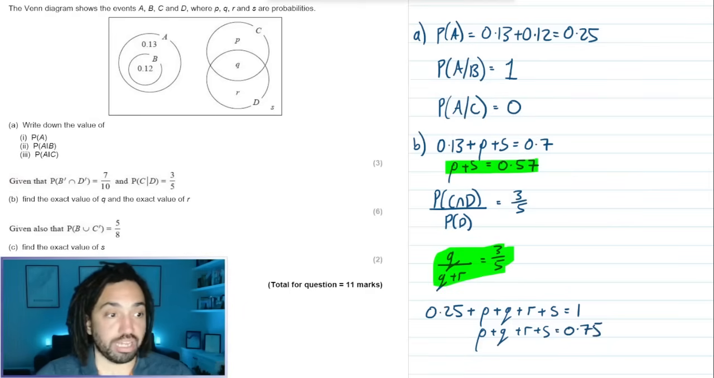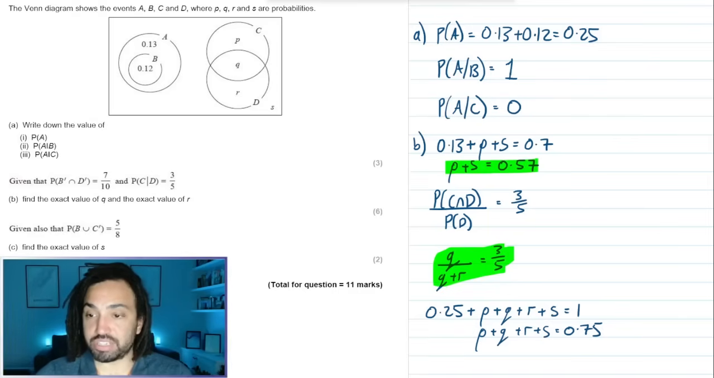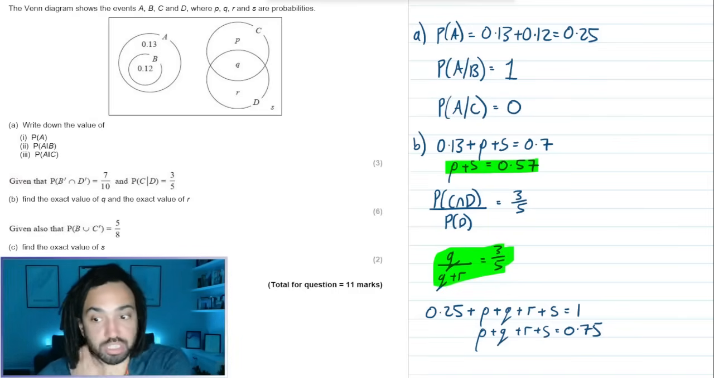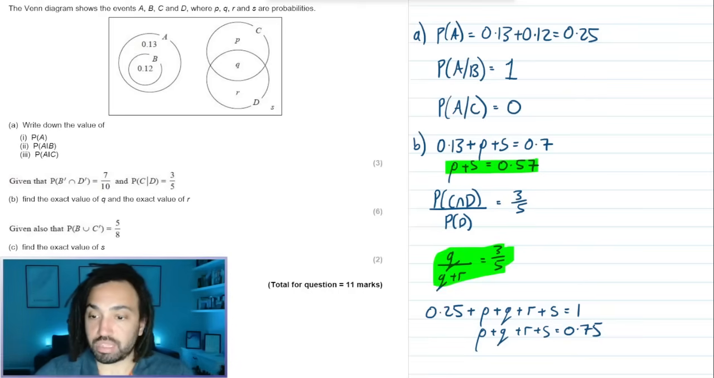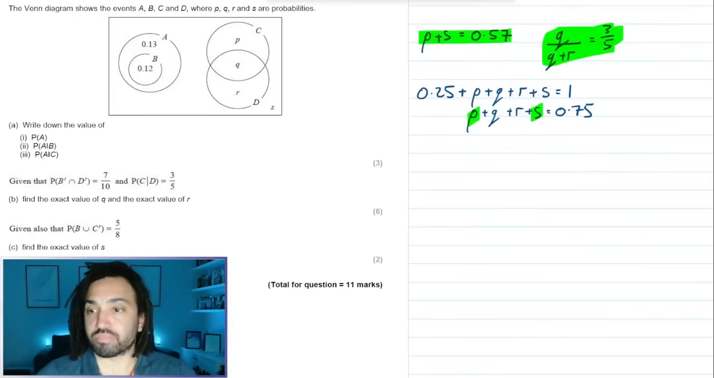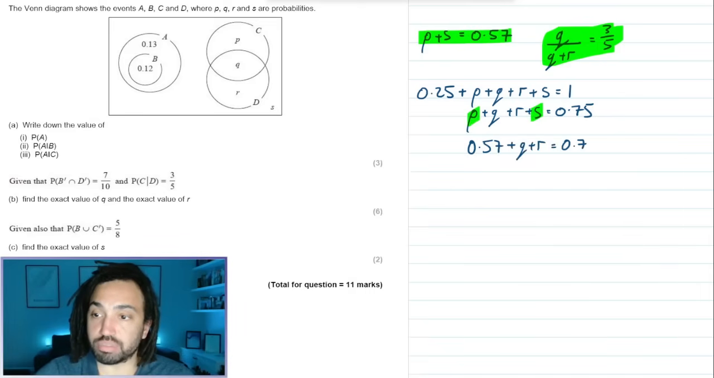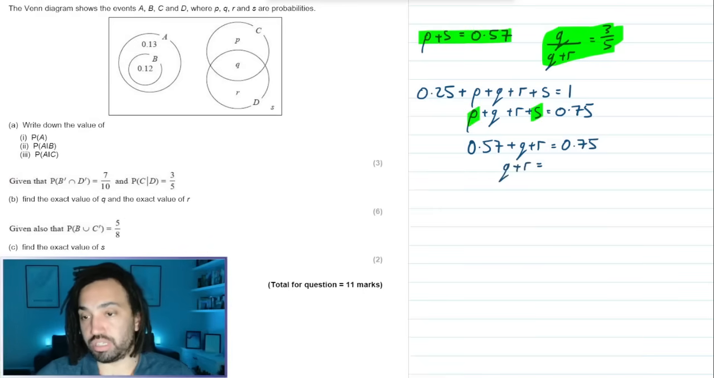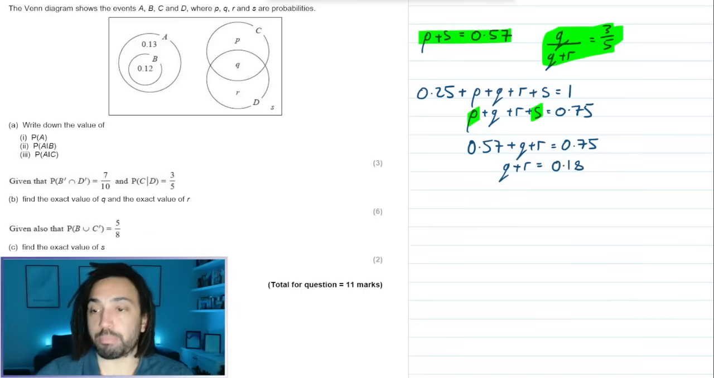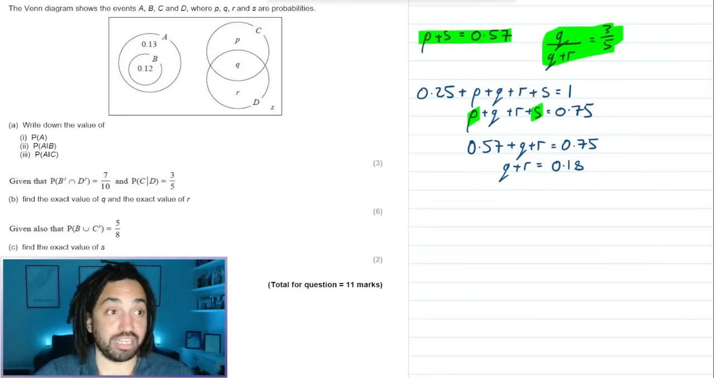And we know that P plus S is 0.57, so we can sub that in down here and use the fact that P and S make 0.57. Let's just grab some more space. Okay, so I know that P plus S is 0.57, so I can say 0.57 plus Q plus R is equal to 0.75, which means that Q plus R is equal to 0.18.